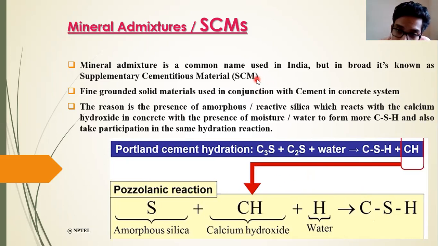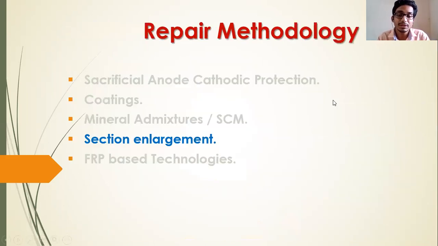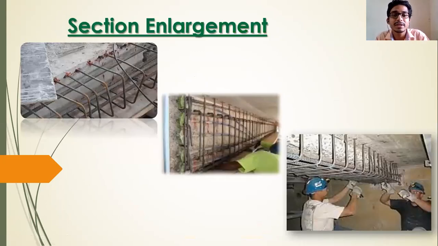And SCMs are something by which we can replace some amount of cement also. So in conjunction with cement, we are using these SCMs. So this is the mechanism that happens when we use SCMs, or supplementary cementitious materials, inside a concrete system. Now section enlargement. If you see section enlargement, there are different types of methodologies that we are going to see. I told you before itself, the whole subject is repair and methodology of concrete and steel structure.